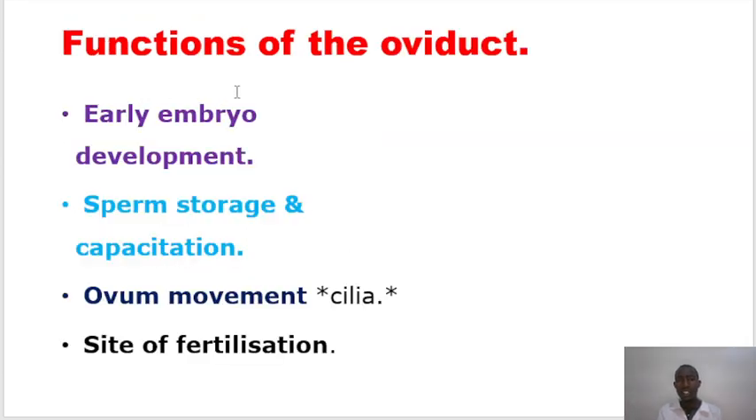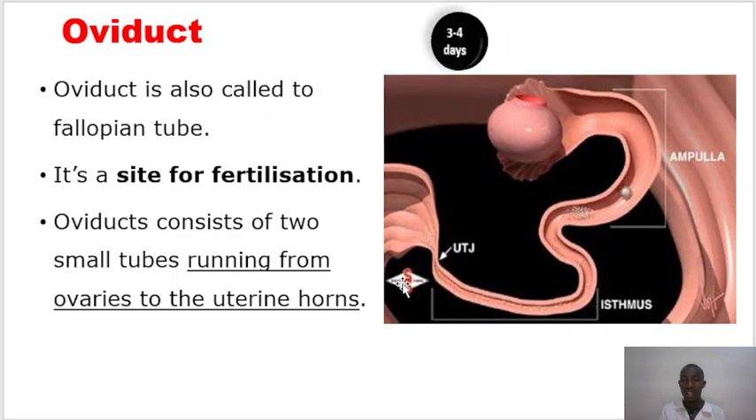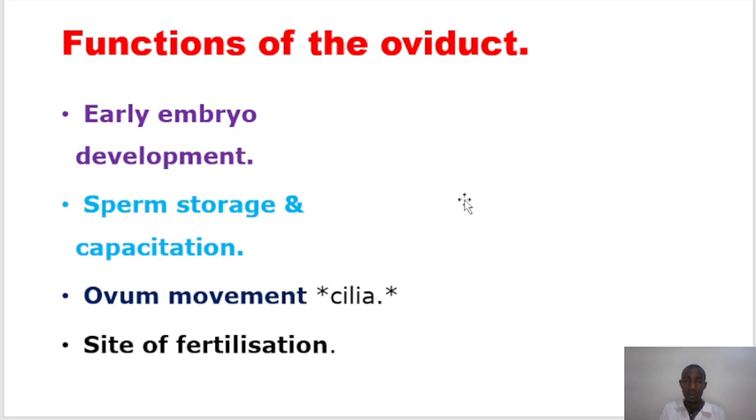The function of the oviduct is, 1, it helps in sperm storage, then capacitation, then movement of the egg. For example, like here, this oviduct is lined with cells which have cilia, and this enables the movement of the egg. The oviduct is the site of fertilization.